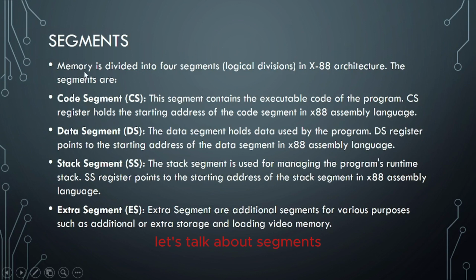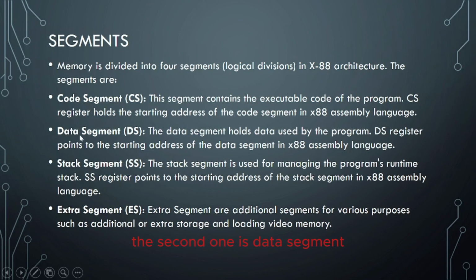Let's talk about segments. A memory is divided into 4 segments. Segment means logical divisions in x88 architecture. These segments are, first, code segment. As the name suggests, this segment contains the executable code of the program, and the CS register holds the starting address of the code segment in x88 assembly language.